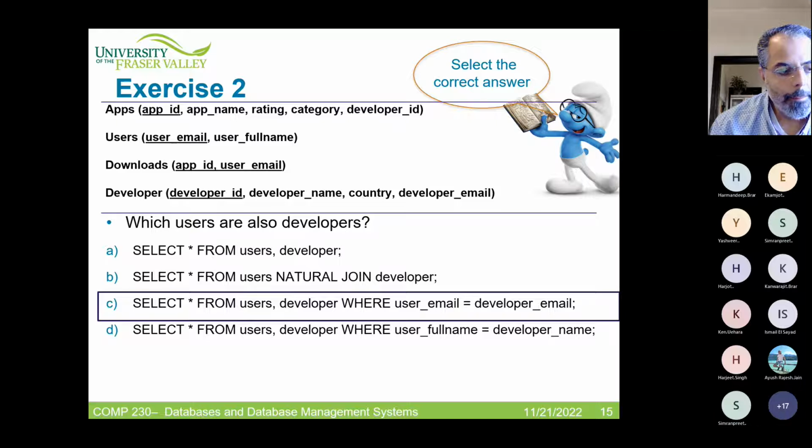B, because we don't have any matching attributes between the two. So it wouldn't know which one to actually naturally join. Yeah, that's good. Let's now discuss more about this.